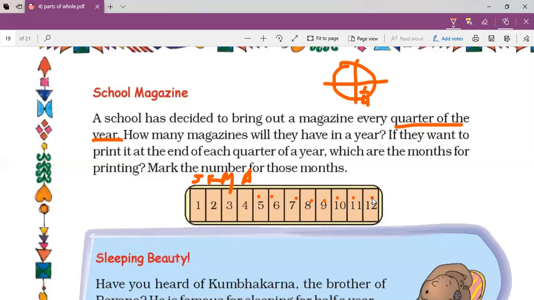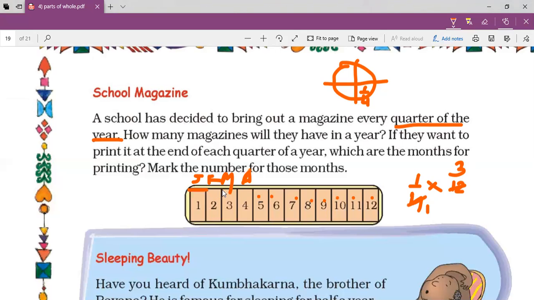So let's see one quarter. Quarter means we divide this year into quarters. So what will we do? We'll multiply 1/4 by 12. How many months are there? 12 months. So 4 ones are 4, 4 threes are 12. So in one quarter, how many months are there? There are 3 months.